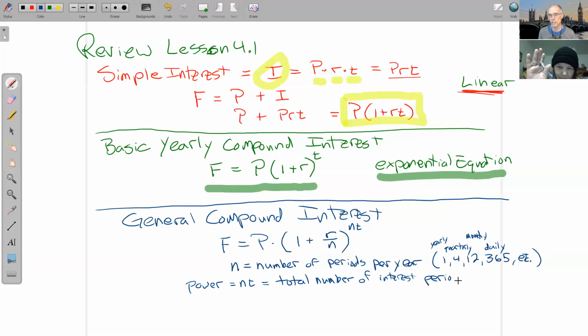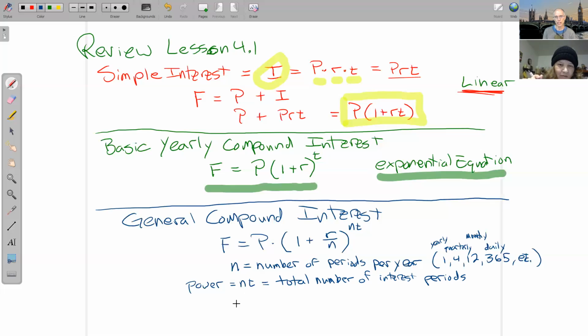Right, not just 1 year, but however many years went by, right? N is just how many times in 1 year. The power, nt, is the total number of times. So like if we were doing monthly, n is 12 times a year. But if 10 years went by, 10 times 12 would be 120 months passed, and our power would have to be 120. Okay, so that's super important.